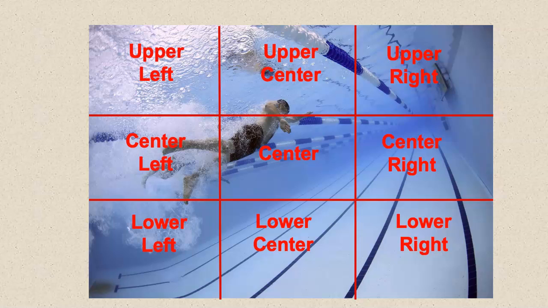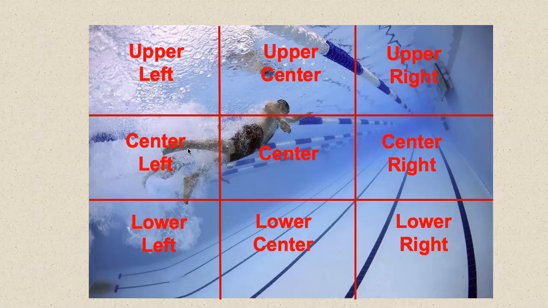Let's make some other literal observations. Where is the main subject in this picture? Look for the swimmer's head and arms. They are along the upper horizontal line in the center of the picture, while most of the swimmer's body, where we see his legs and his feet, appears in the center left section.